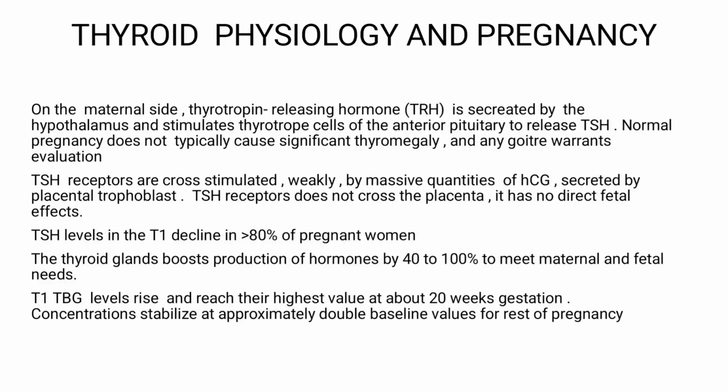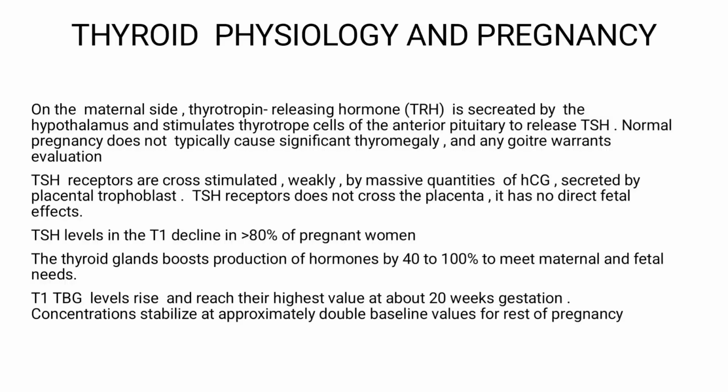Now this stimulation through HCG leads to a decline in the TSH levels because of negative feedback, and in the first trimester there is a decline of more than 80% in pregnant women. The thyroid gland boosts the production of hormones by 40 to 100% to meet the maternal and fetal needs. Because the demands are more and the production is less, there is enlargement of the thyroid gland, but it is not significant enough to cause goiter.